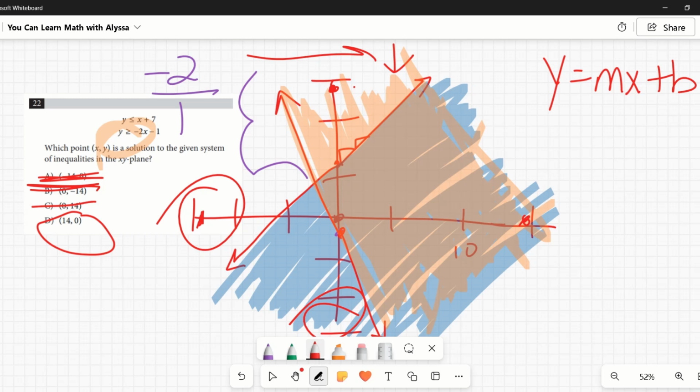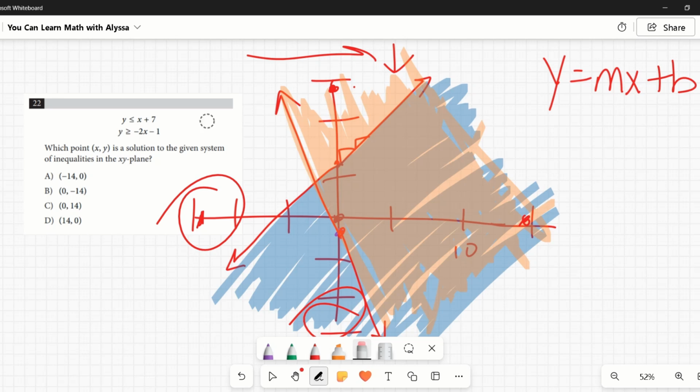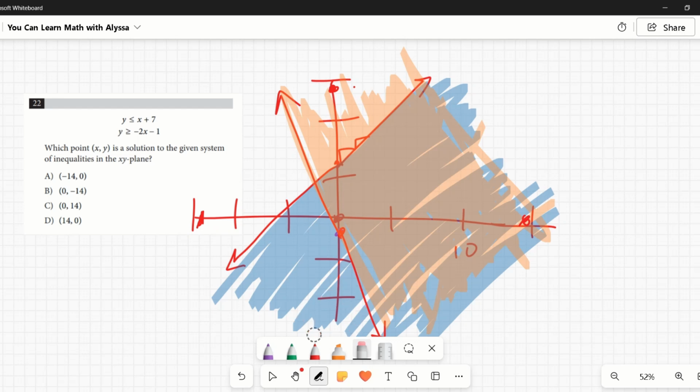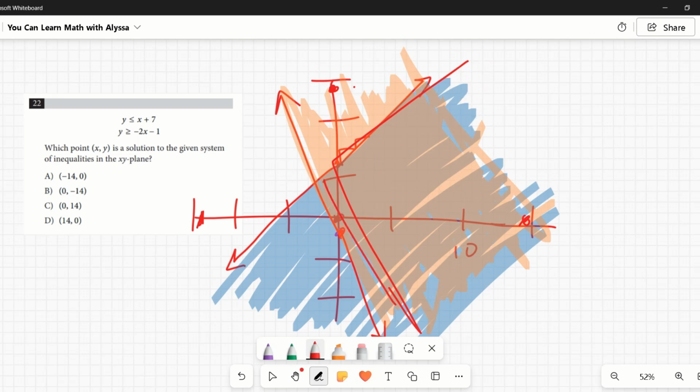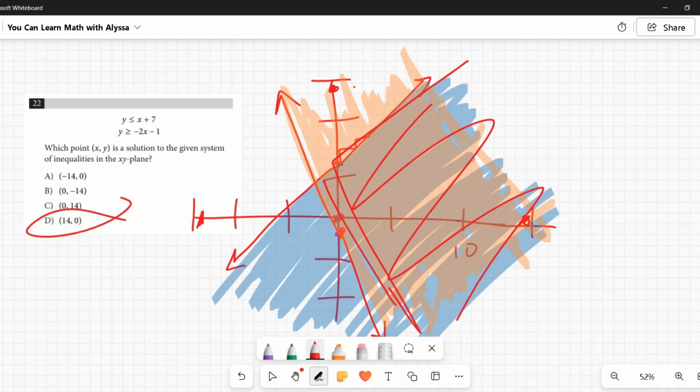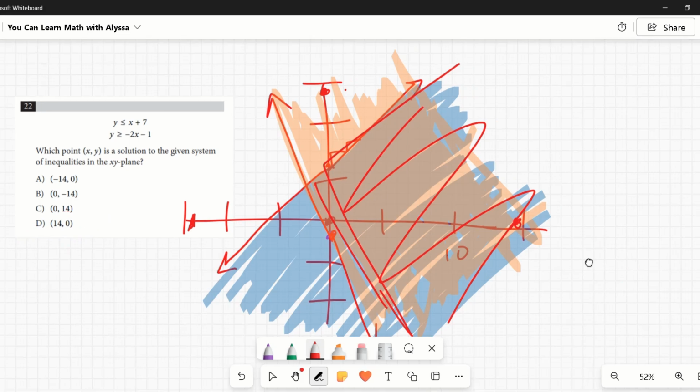For most of you, I suspect that just putting it into Desmos is going to be the fastest way. But even if you choose that, you still have to know what you're looking for. Desmos can't just tell you the answer. You do have to know that when you are searching for a solution to inequalities, the point has to be in the area where they overlap. Not the area where no color is. Maybe that's the answer? No. It has to be the area where they overlap. So D, 14, 0 is my answer.